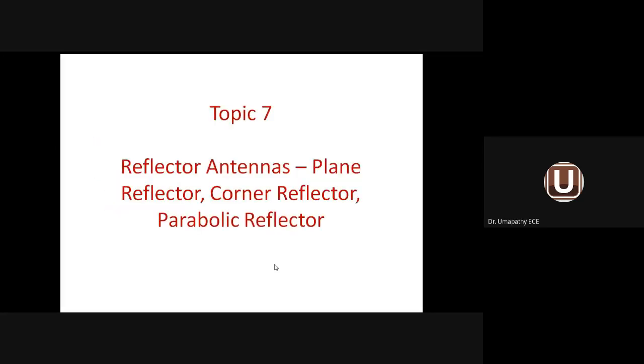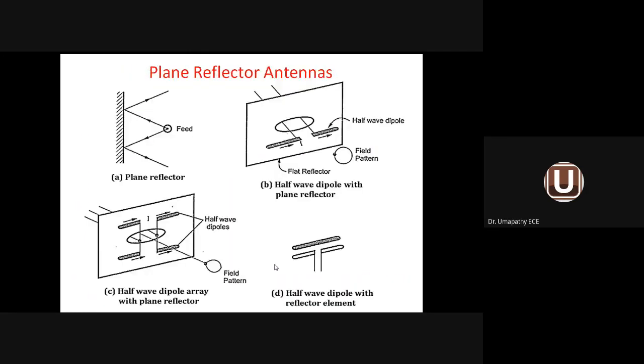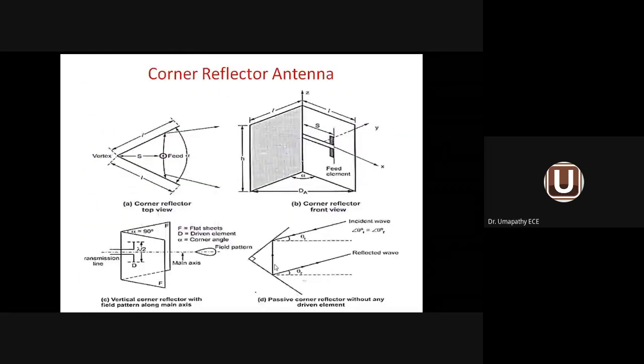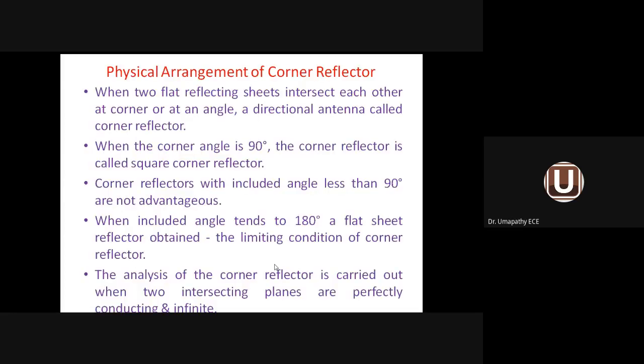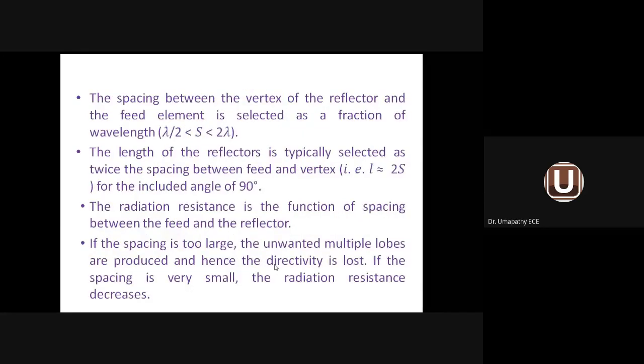Reflector antenna, three types are there. Plane reflector antenna, four arrangements are possible. In order to eliminate the backward and sideward directions, we go for the corner reflector. In the corner reflector, one more parameter comes into the picture: distance S, flaring angle alpha, length L, and H, the height of the corner reflector. Then we have some constraints on the dimensions of the corner reflector.